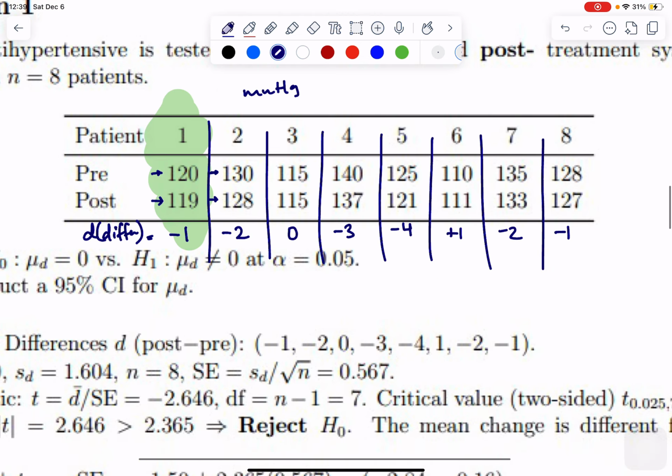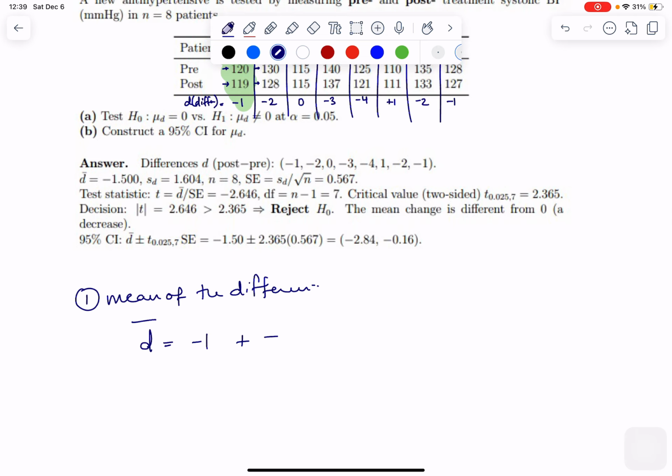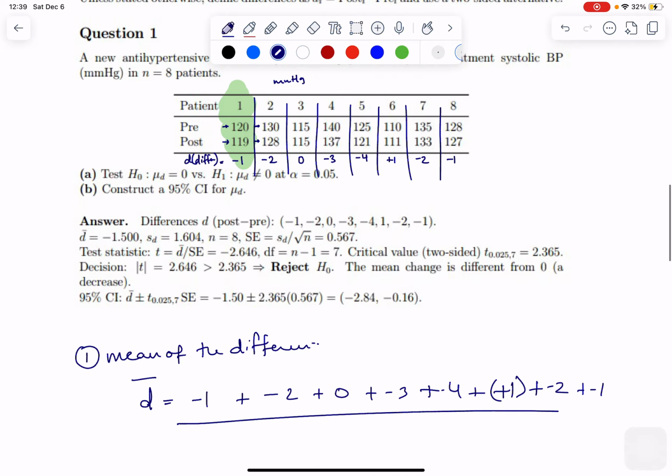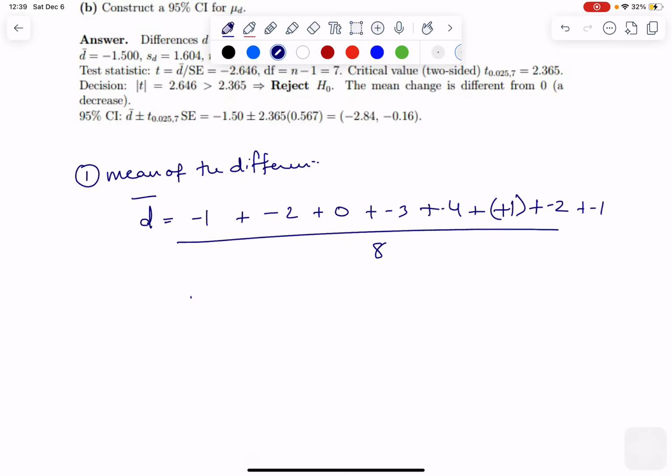Okay, so the first thing you want to do is find the mean of the differences. The mean of d equals, we're just going to add all the values: -1 plus -2 plus 0 plus -3 plus -4 plus 1 plus -2 plus -1, divided by the number of samples, which is 8. So 8 is the number of samples, and if you calculate it, the mean of the difference is going to be -1.5.